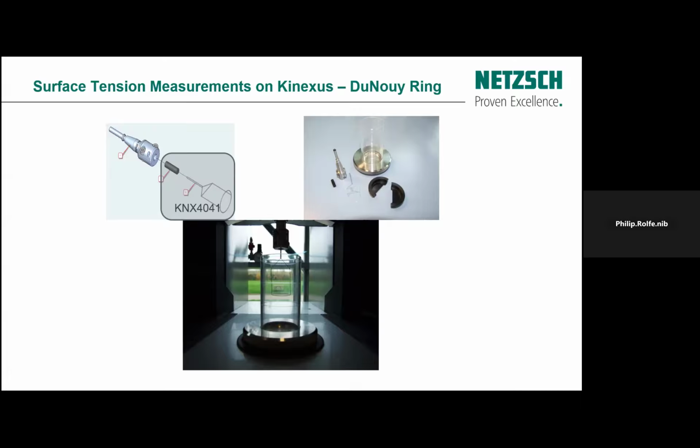We can wash it with solvents. We can use a flame on it and make it very, very clean. And then you can put it into your liquid and pull it out. As you pull it out, it's going to lift a meniscus of the liquid, and from the weight of liquid lifted, you can use the Du Noüy calculations to see the surface tension.